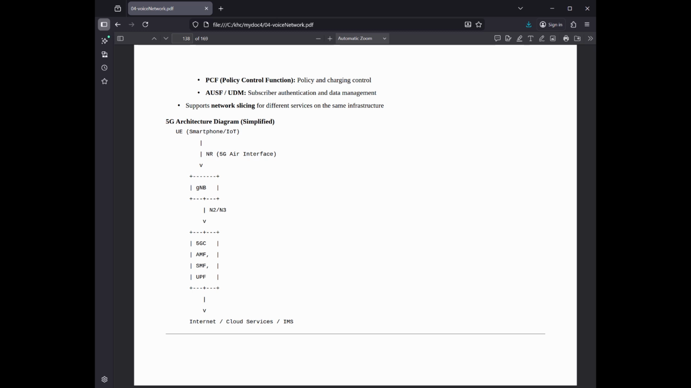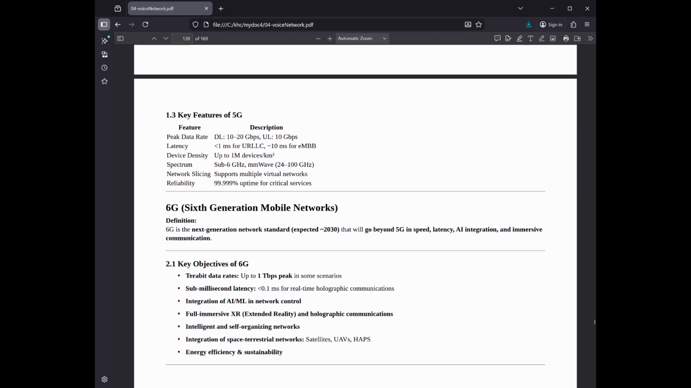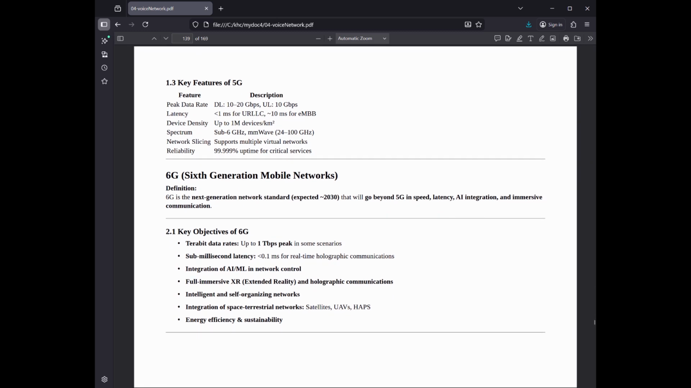Internet/Cloud Services/IMS. Key features of 5G. Peak data rate: DL 10 to 20 Gbps, UL 10 Gbps. Latency: 1 millisecond for URLLC, 10 ms for eMBB. Device density: up to 1 million devices per km². Spectrum: sub-6 GHz, mmWave 24 to 100 GHz. Network slicing supports multiple virtual networks. Reliability: 99.999% uptime for critical services.